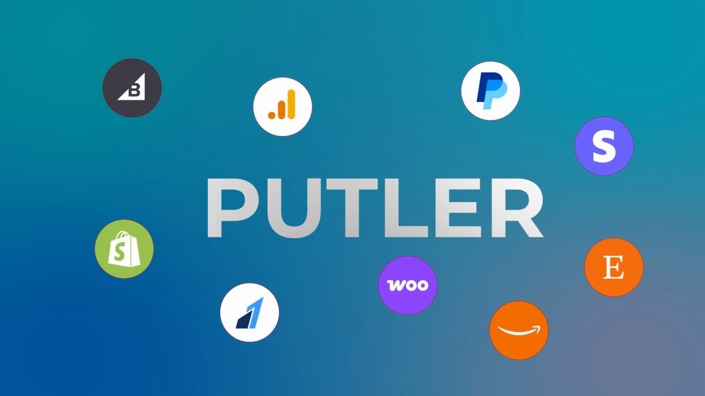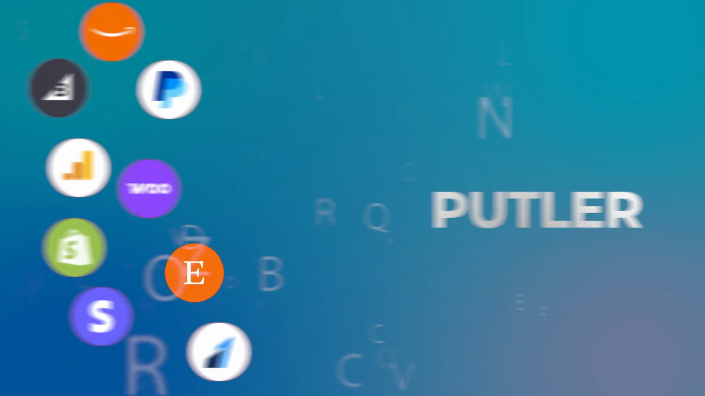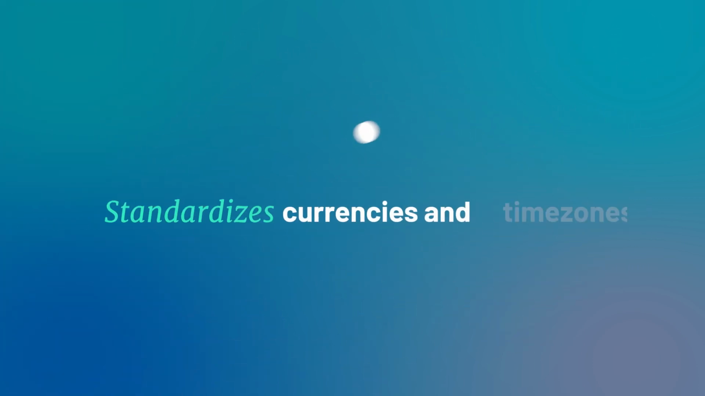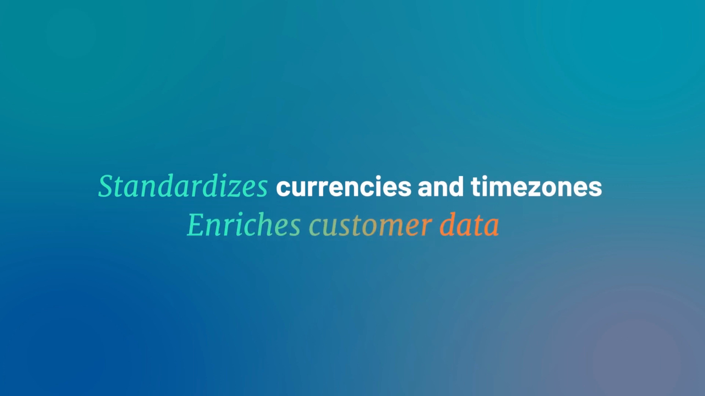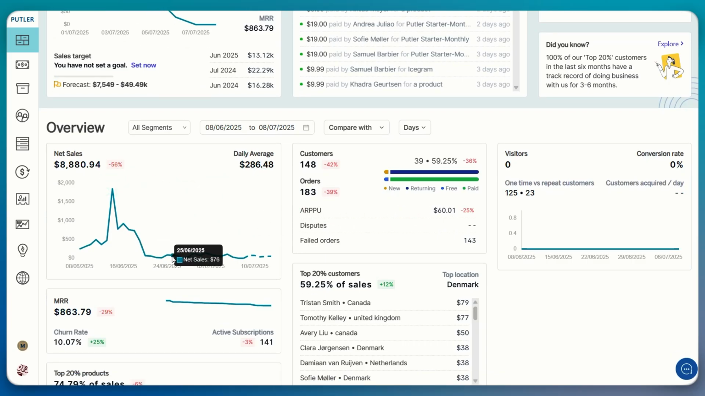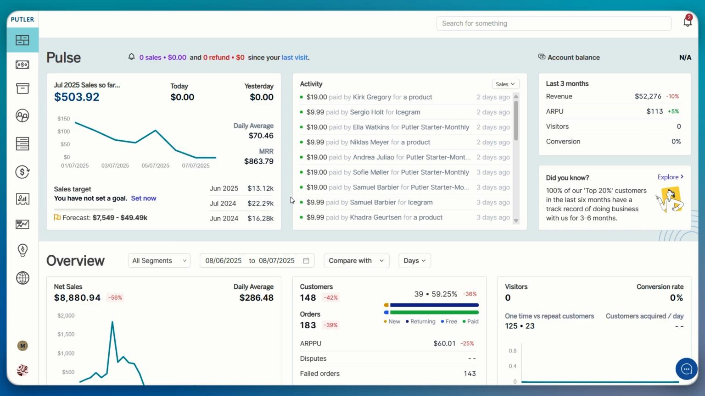Bonus: clean, enriched data. A big win with Putler is the data quality. It doesn't just pull raw data, it cleans, deduplicates, standardizes currencies and time zones, and even enriches customer data with locations. So what you see is always real-time, reliable, and ready to act on.